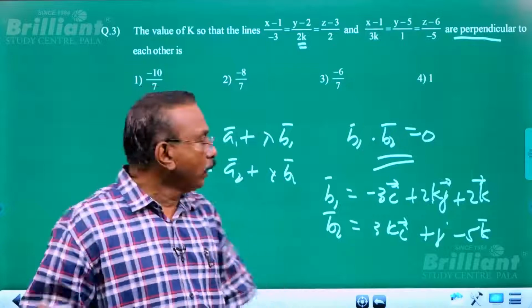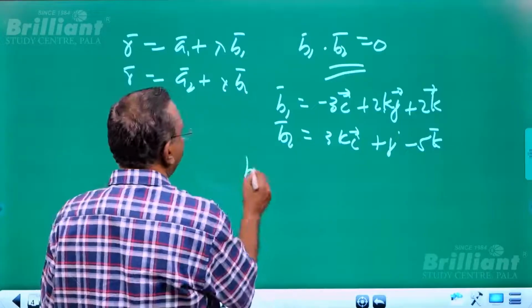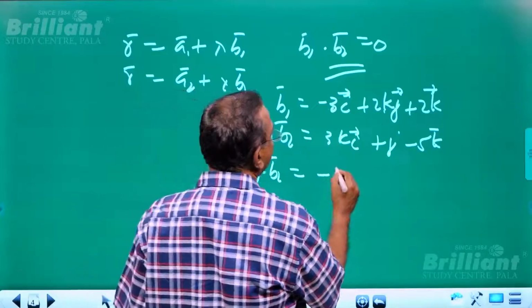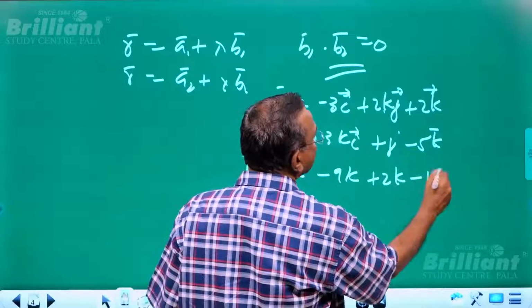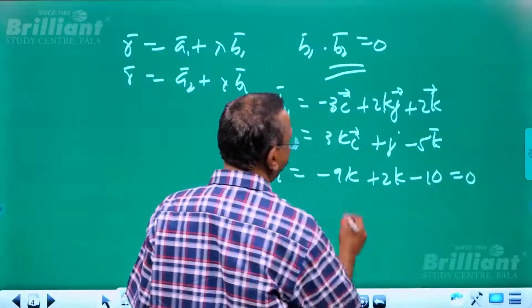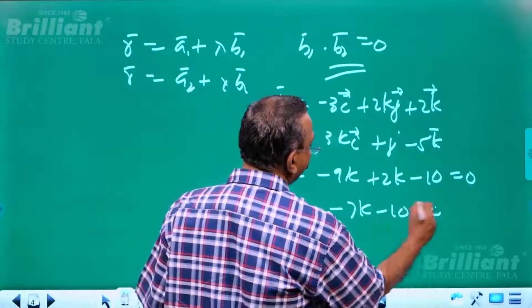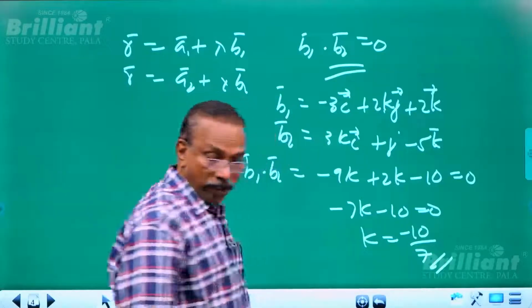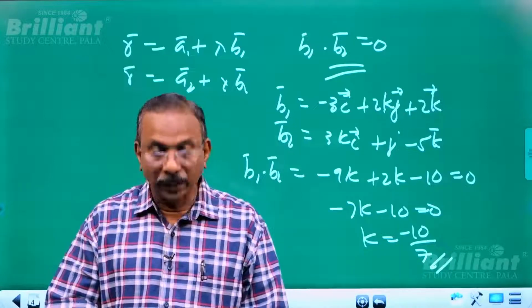Here, b1 dot b2 is equal to 0, so you can find b1 bar dot b2 bar is equal to minus 9k plus 2k minus 10 is equal to 0. Therefore, that is equal to minus 7k minus 10 is equal to 0, or simply k is equal to minus 10 by 7. So minus 10 by 7 is a simple value. So option 1 is the correct answer for that problem.